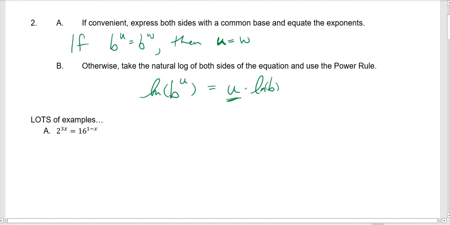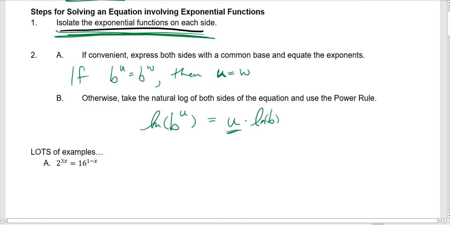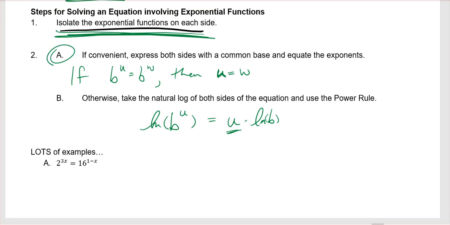So first one, we want to do the steps, right? So isolate the exponential functions on each side. That's already done, right? 2 to this power is equal to 16 to that power. Well, what we want to do here looks like A. So if we can, we want to rewrite 16 as a power of 2. So we know that 16 is 2 times 8, which is 2 times 2 times 2 times 2. So this is 2 to the 4th power, right? 16 is 2 to the 4th, right? And we can use that fact here. So the left side doesn't change, but we can rewrite that 16 as 2 to the 4th.